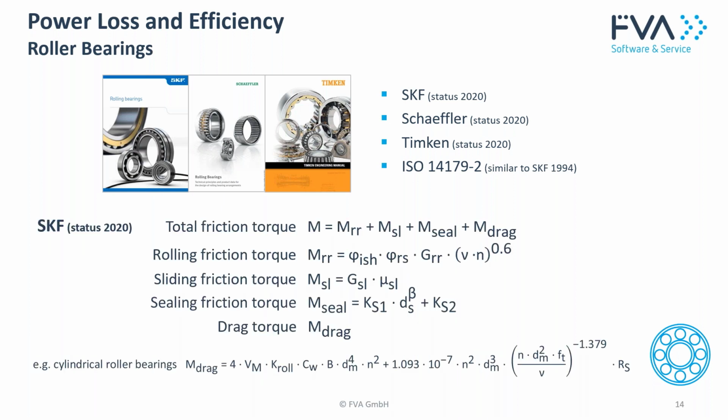The most detailed approach is the actual SKF approach, which is shown here shortly. We have the sum of the torque losses, and it consists of the rolling friction, sliding friction, the contact of the sealings, the sealing friction, and everything that is lubricant related, the drag torque.